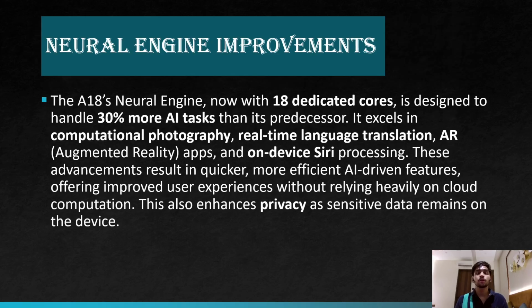Now let's talk about the neural engine improvements. The A18 neural engine now has 18 dedicated cores. This chip consists of 18 dedicated cores which are designed to handle 30% more AI tasks than its predecessor. So you can imagine how efficient and improved this chip is. It can perform 30% more AI tasks, and in today's world, AI usage is the most.